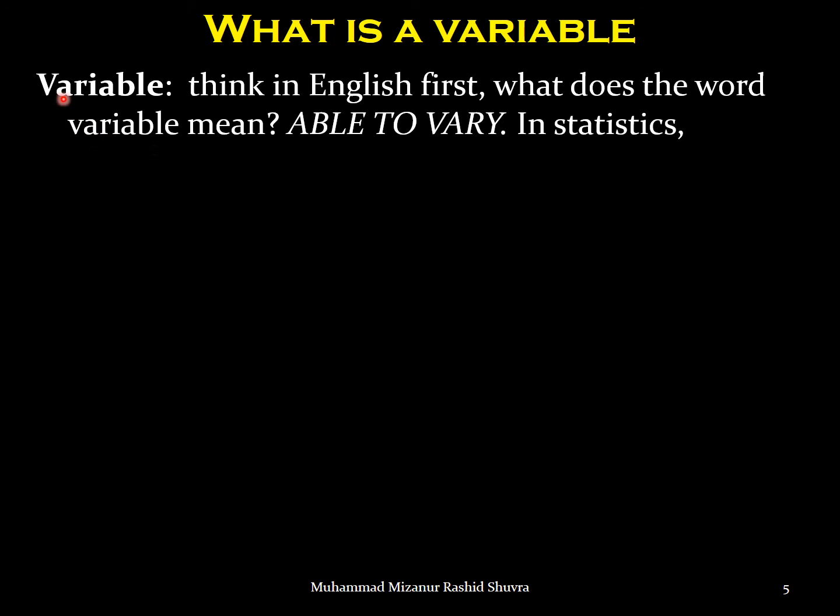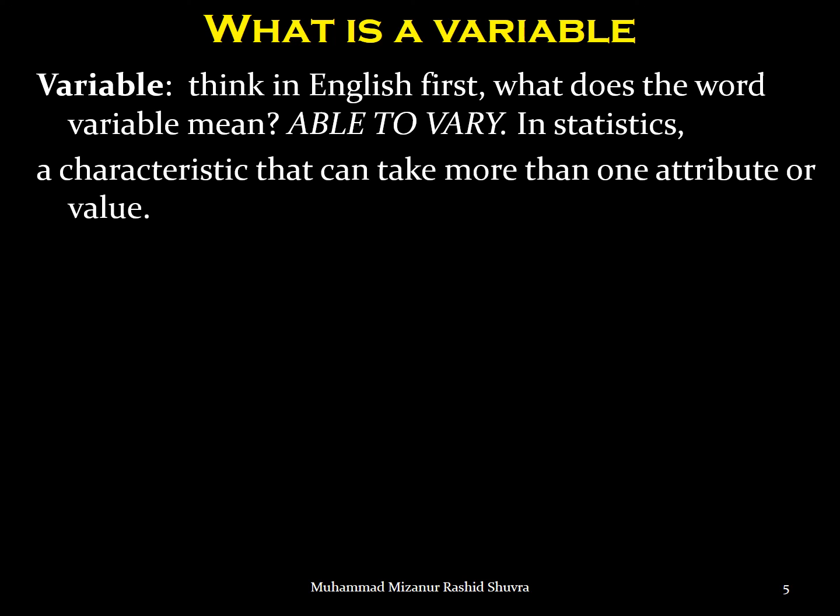It's just kind of two parts, vary and able, and you could just make sense out of that. It's something probably able to vary. But in statistics, the way they would use it is to say that it's a characteristic that can take more than one attribute or value. So you have a variable, and I'm saying that it's able to vary.